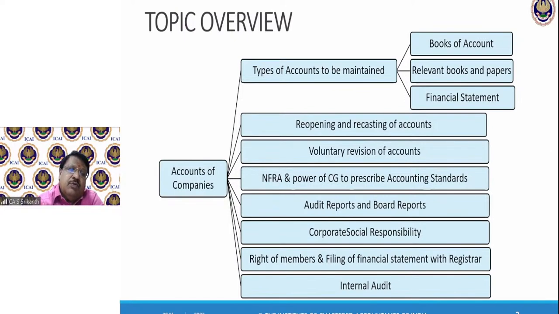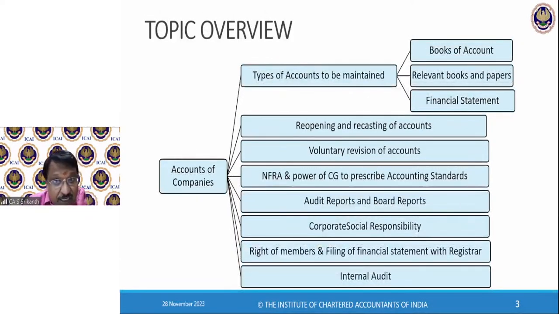Good. So we have this topic again can be divided into these concepts. First of all, we'll have to see what are the types of accounts to be maintained. So we have books of account, then there are relevant books and papers, so the backup, and the financial statement itself. Books of account are your ledgers, your cash book, whatever. And the books and papers are the vouchers, invoices, supporting documents. That becomes the books and papers. Then when all this is summarized and brought into one concept, that becomes the balance sheet and profit and loss account, the so-called financial statement.